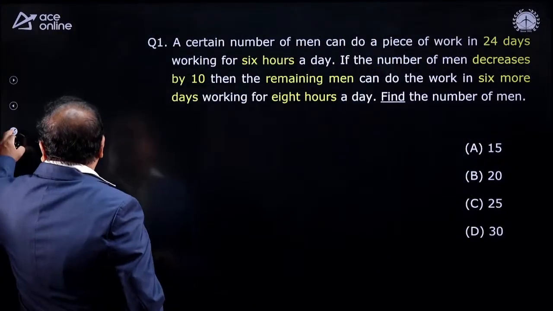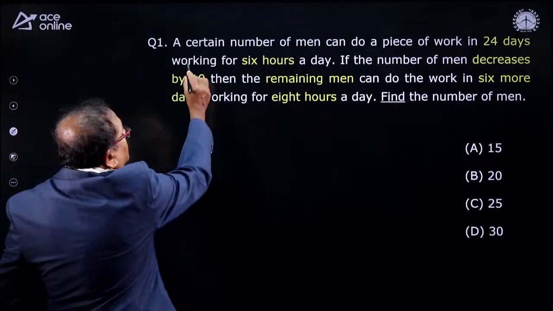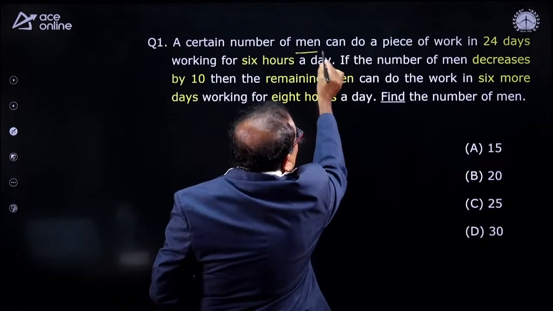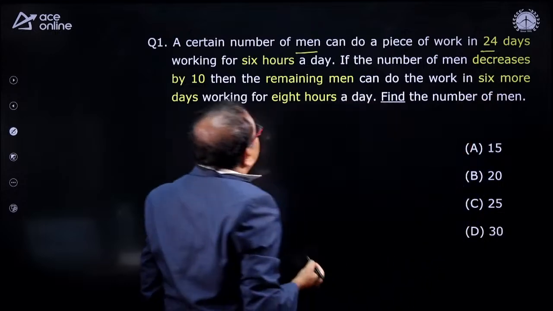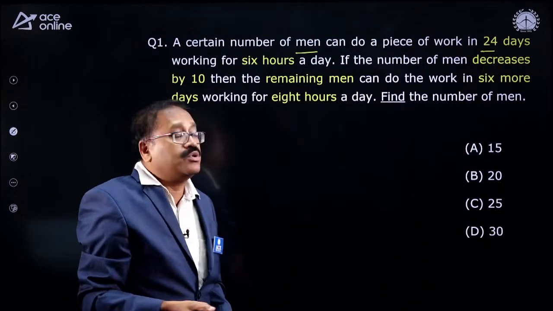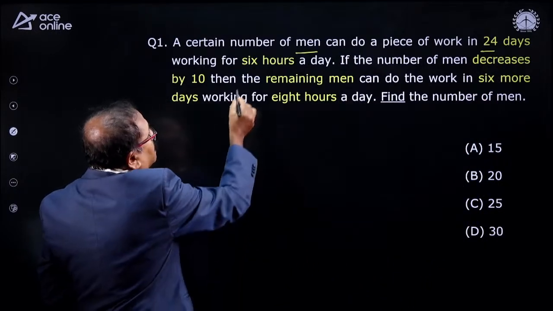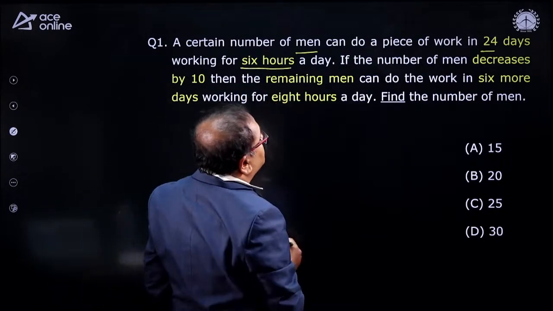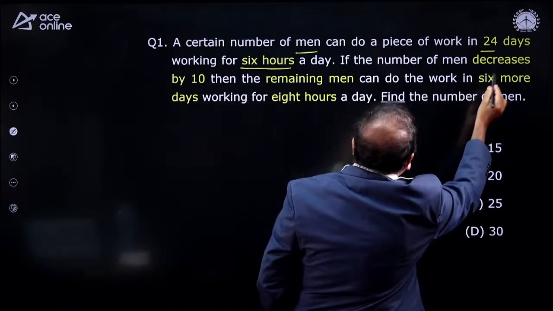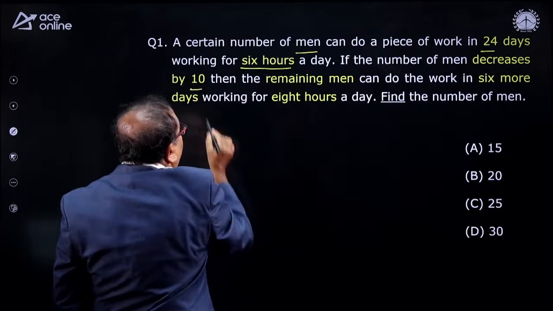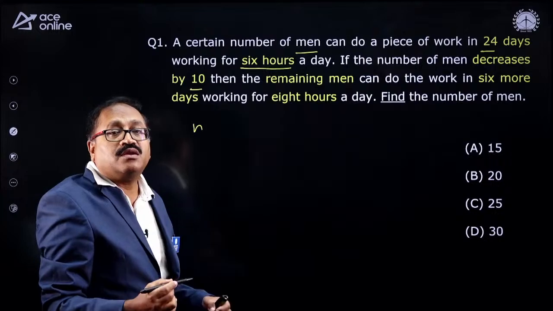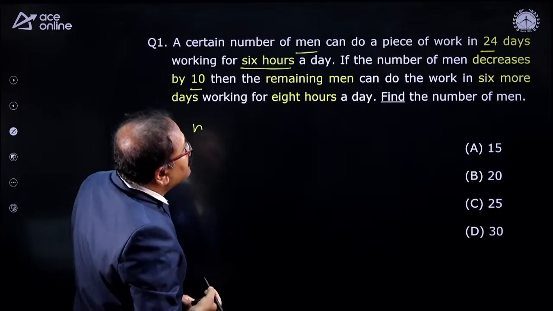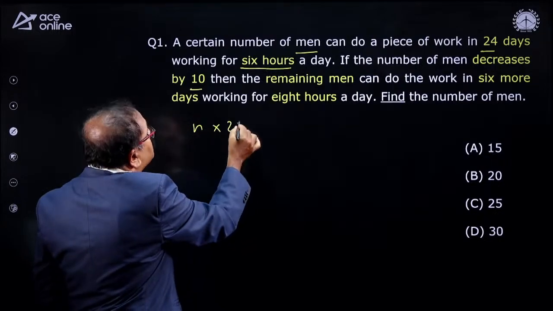Is this one? A certain number of men can do a piece of work in 24 days. Certain number of men. I don't know the number of men. How many men are there? Working 6 hours a day. If the number of men decreased by 10, let's assume that n number of men are there, and they can complete the work in 24 days.